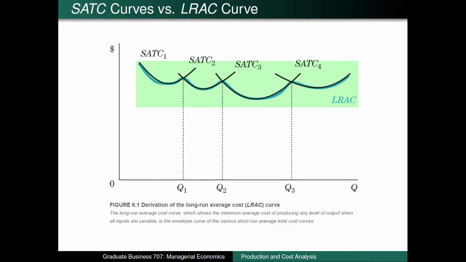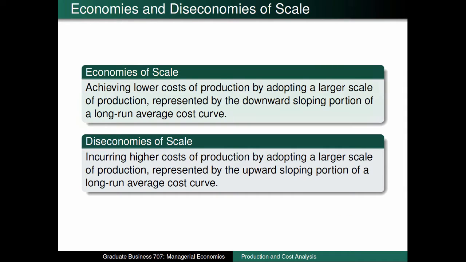The long-run average cost, or LRAC curve, is the result of the lowest short-run average total cost for each and every quantity amount and is represented by the blue line. Economists refer to the downward sloping portion of the long-run average cost curve as economies of scale. This means that the firm is able to lower its costs by producing more. On the other hand, the upward sloping portion of the long-run average cost curve is referred to as diseconomies of scale. This means that the company experiences higher cost as it ramps up production.